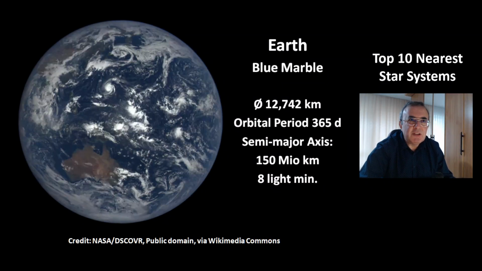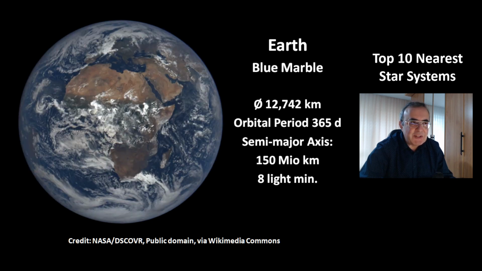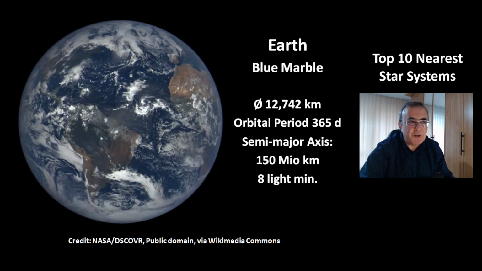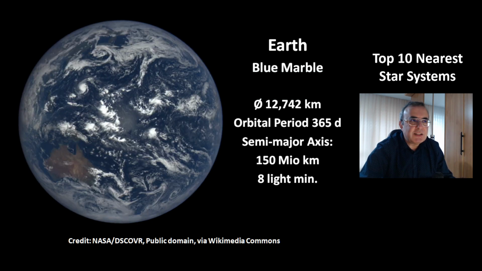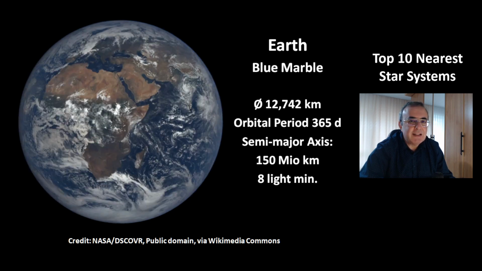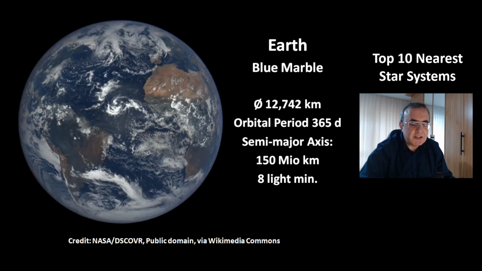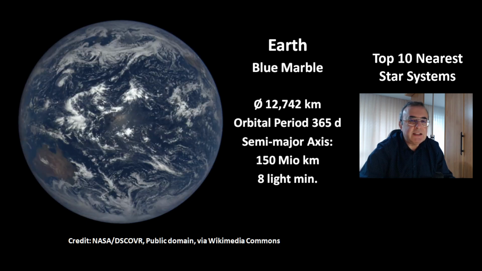This video is about the top 10 nearest star systems. We start a journey from Earth, beautiful blue marble, diameter 12,742 kilometers. It's 150 million kilometers distance from the Sun, and that's about 8 light minutes.